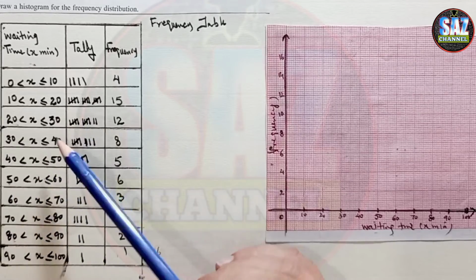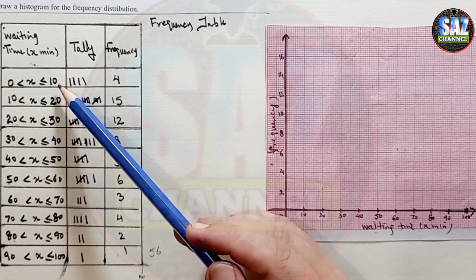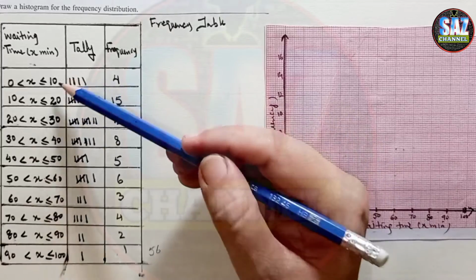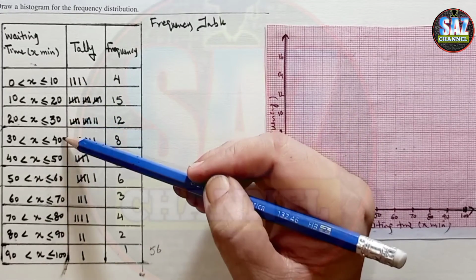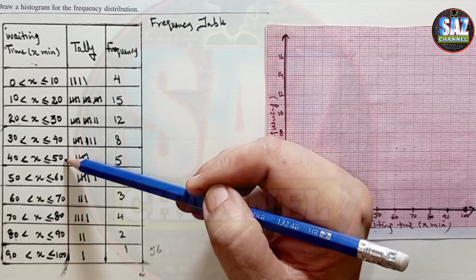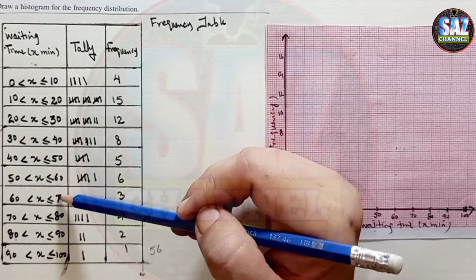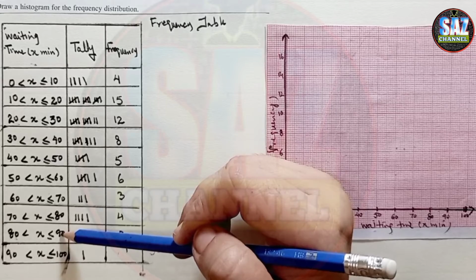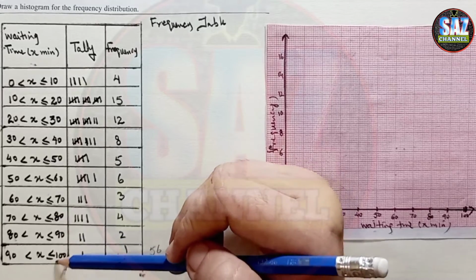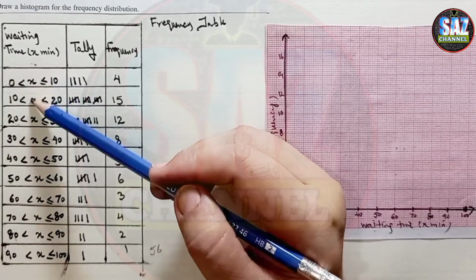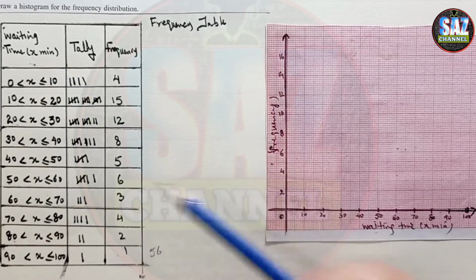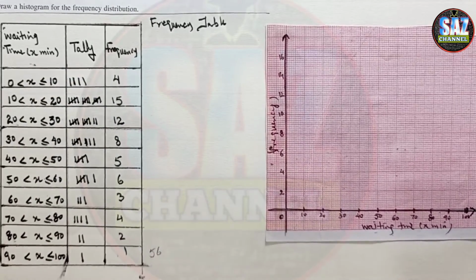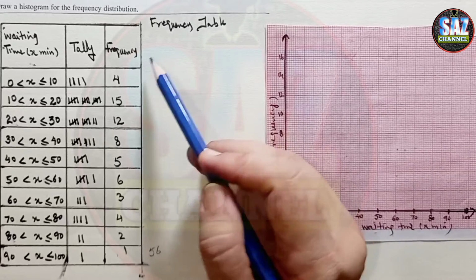And the second is that we have to check the class width of all the classes. 0 to 10, the class width is 10, 10 to 20, class width is 10, then again 10, 30 to 40, class width is 10, 40 to 50, this is 10, this is 10, this is 10, this is 10, 80 to 90 is 10, and 90 to 100 is 10. So the class width of all the classes is same, and the class boundaries are given. So we are clear that we just have to plot the actual frequencies as it is.